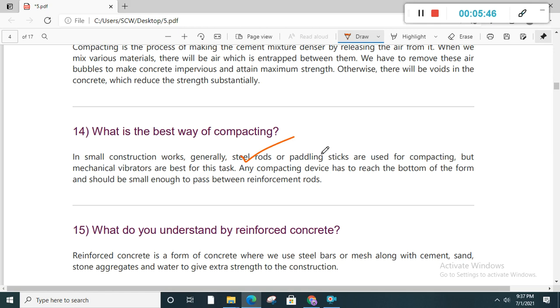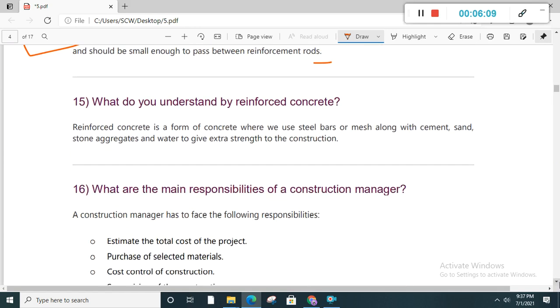Okay, steel rods are used, or paddling spikes which are used for compacting. But mechanical vibrators are best. So there are some mechanical vibrators. Those vibrators are best in case of concrete also. Any compacting device must reach the bottom of the form and should be small enough to pass between reinforced rows.